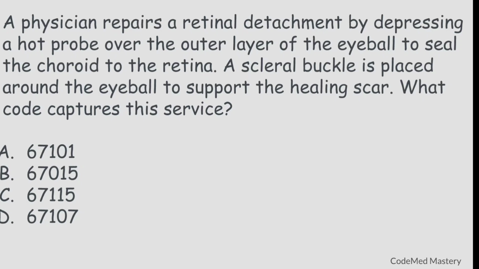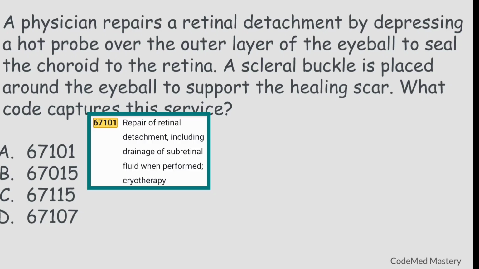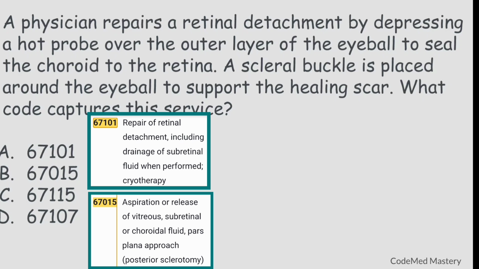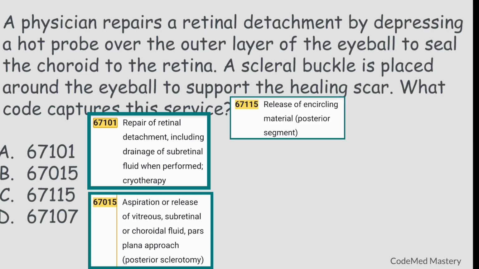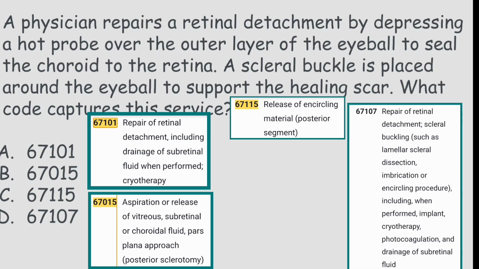Check option A 67101, which is for repair of retinal detachment including drainage of subretinal fluid when performed cryotherapy. Option B 67015 is for aspiration or release of vitreous, subretinal or choroidal fluid, pars plana approach. And option C 67115 is for release of encircling material, posterior segment. And option D 67107 is for repair of retinal detachment, scleral buckling when performed implant cryotherapy, photocoagulation and drainage of subretinal fluid.